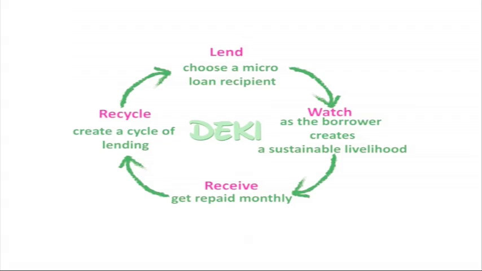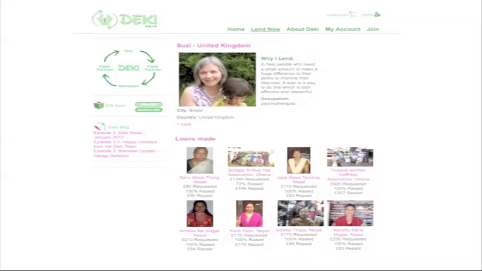So the idea is that your one loan helps a number of different borrowers, and that you create a cycle of lending, where you choose a number of different borrowers, get repaid monthly, get monthly updates, and then create this cycle. You can see here that this one lender is lent to a number of different people. She's used her money to keep recycling and lending to more and more people. She's lent about £10 or £20 to each person.